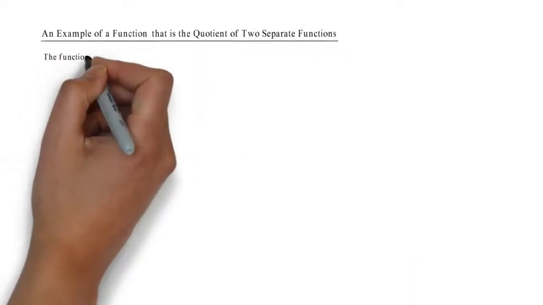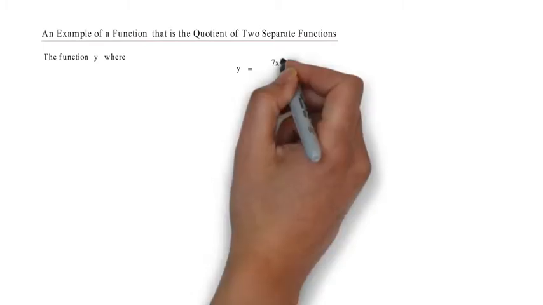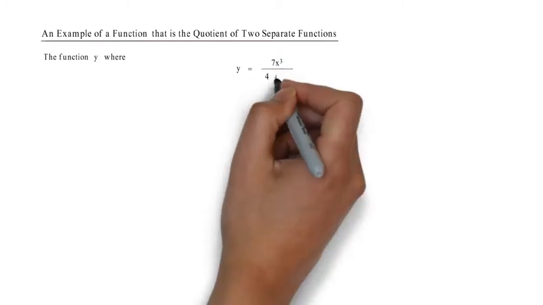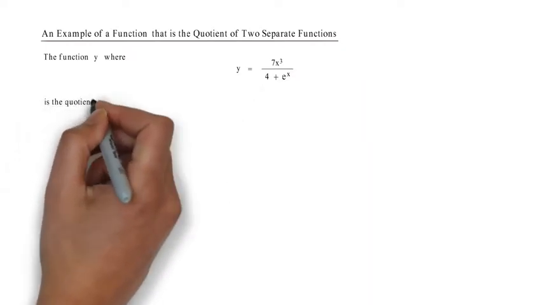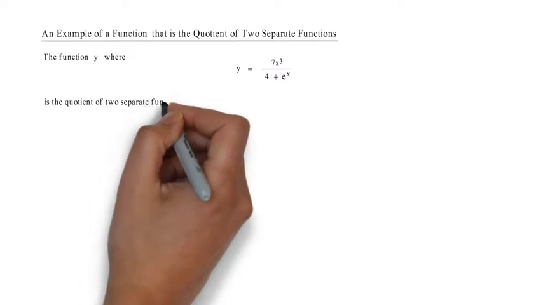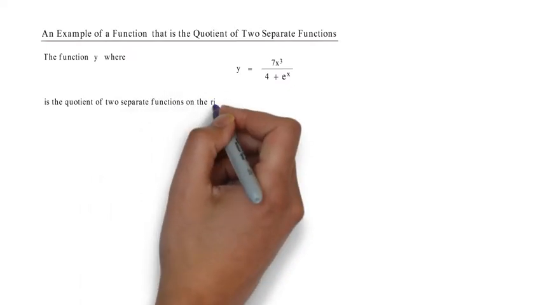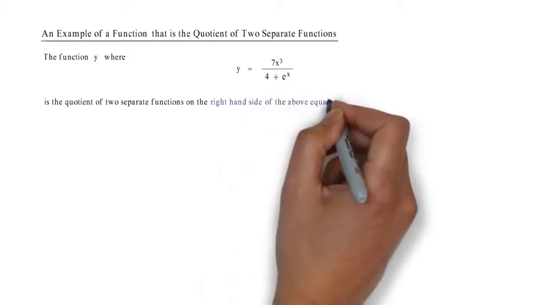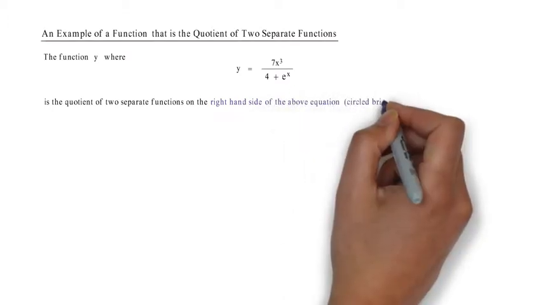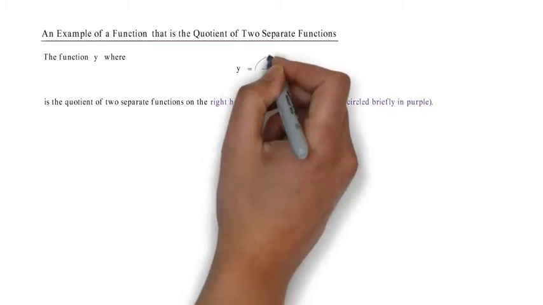An example of a function that is the quotient of 2 separate functions. The function y, where y equals 7x cubed divided by 4 plus e to the x, is the quotient of 2 separate functions on the right-hand side of the above equation, circled briefly in purple.